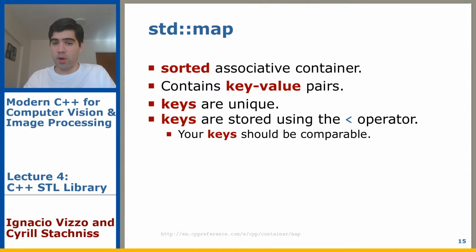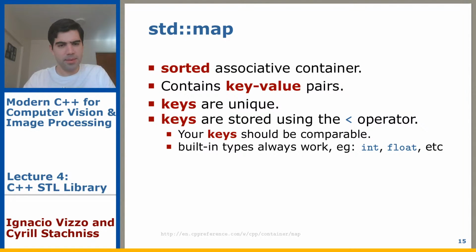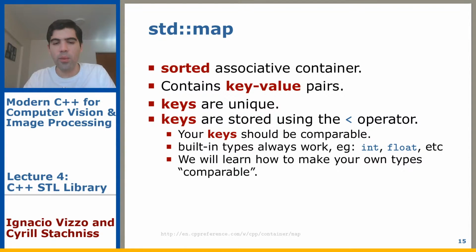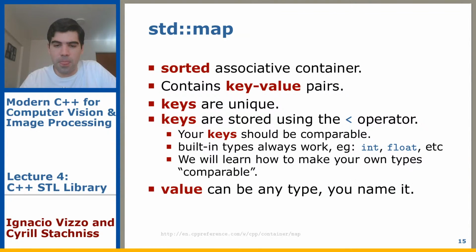So your keys should be comparable, and this means that this less operator should be defined for your key type. The built-in types always work, so if you pick integer, float, or character as your key, this will work by default without doing any other work. And we will learn how to make your own types comparable probably in 2 lectures. So let's pretend that integer is not enough for your key, and then you need to define a new type. Then you will need to provide this functionality, and you will learn how to do it.